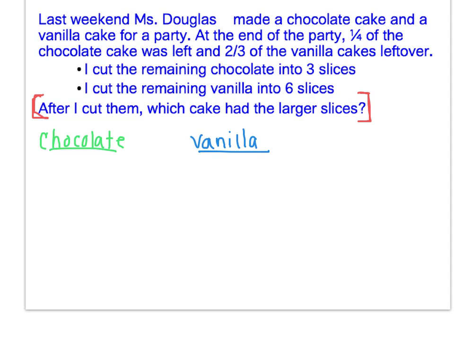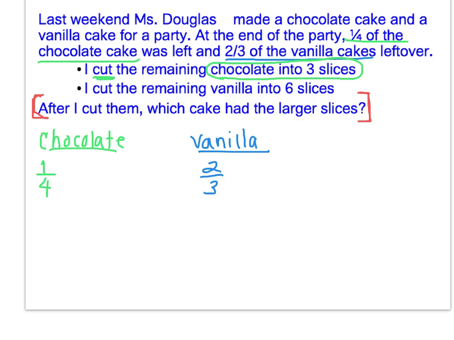I see that there was 1/4 of the chocolate cake left. So that's my starting point for my chocolate cake. I see that 2/3 of the vanilla cake was left. So I'm going to start that for my vanilla cake. Next, I have the bullet points that break down my problem. It should say she cuts. So she cuts the remaining chocolate into 3 slices.